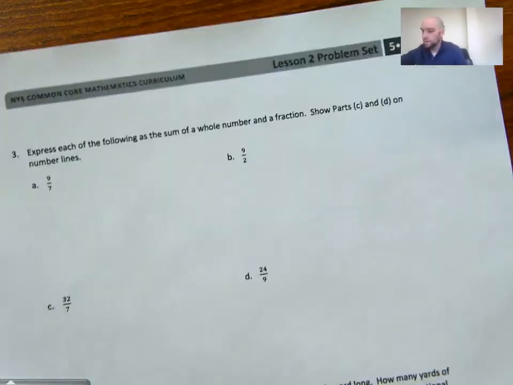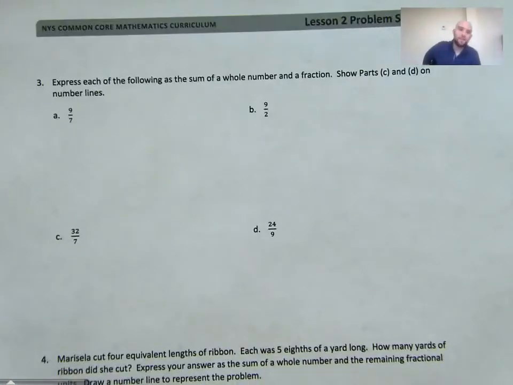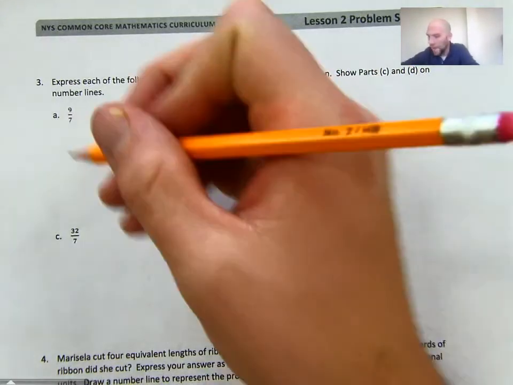So taking that a step further, this number 3 says express each of the following as a sum of a whole number and a fraction. Show parts C and D on number lines. So we'll just do A and C.